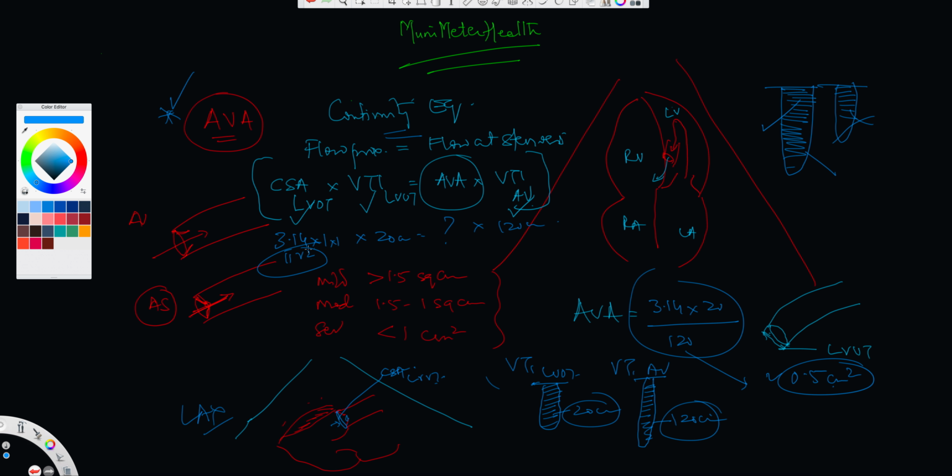And remember, this also becomes your stroke volume, more or less. So this is your stroke volume. Because it's a flow, this is also your stroke volume. And remember, cardiac output is equal to stroke volume times heart rate, and of course we'll discuss that at a later time, but just so that you know, your stroke volume is already calculated here as soon as you calculate CSA times VTI.